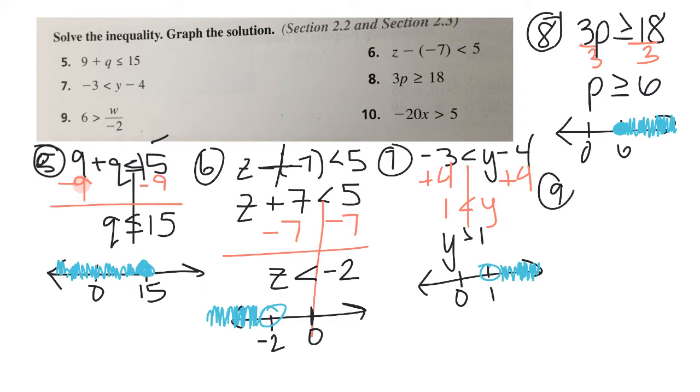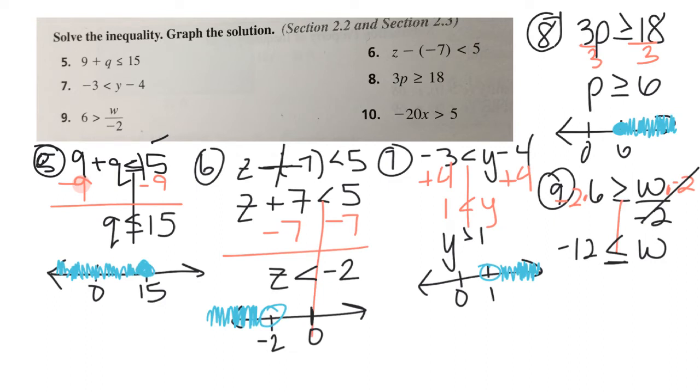Number 9. 6 is greater than or equal to w divided by negative 2. Now that's divided by, so don't think of it as a fraction reciprocal, think of it as divide, so I'm going to multiply by negative 2. And I'm multiplying by a negative number. That's super important to recognize because when that happens, my inequality has to switch. So w is greater than or equal to negative 12.